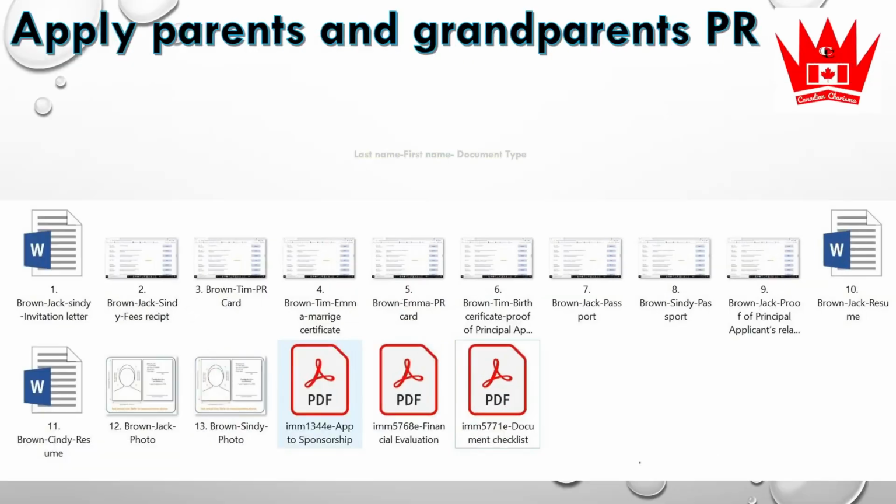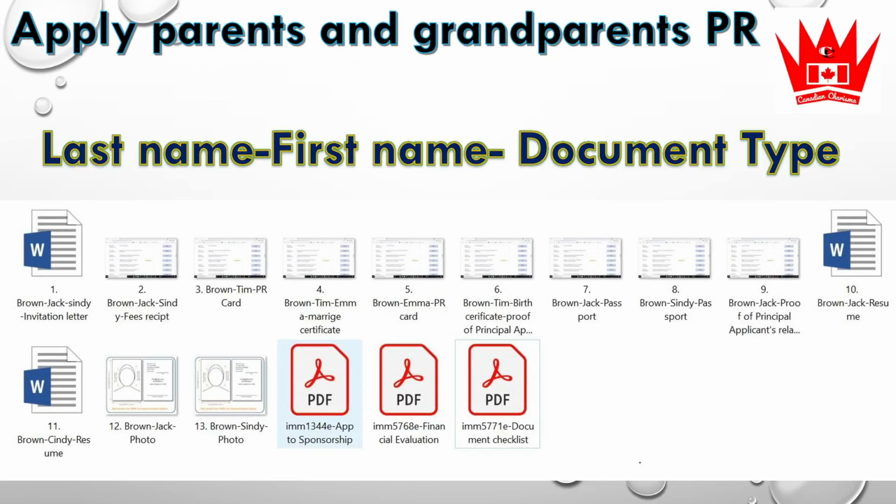When you are saving the documents on your computer, you need to use the last name of the person whose document it is. So last name, then hyphen, then first name of the person, then hyphen, and then document type. Document type means what kind of document it is. Suppose I said here Brown is the last name, Jack and Cindy is the first name, invitation letter, because it is the invitation letter for Jack, who is the principal applicant, and Cindy, who is the dependent spouse of the principal applicant.